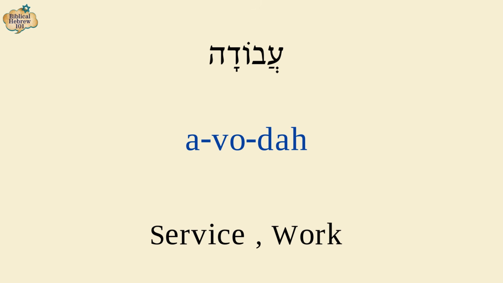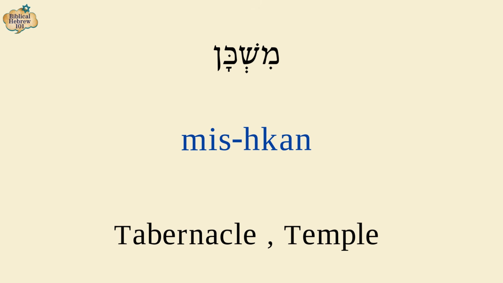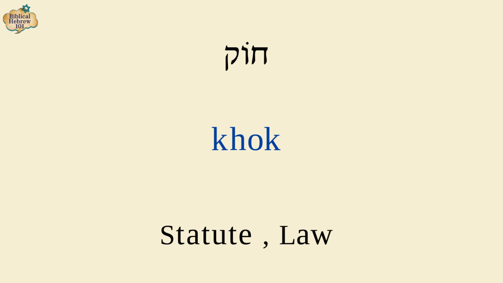Avodah means work or service. Avodah. Mishkan is tabernacle or a temple. Mishkan. Chok is a statute or a law. Chok.